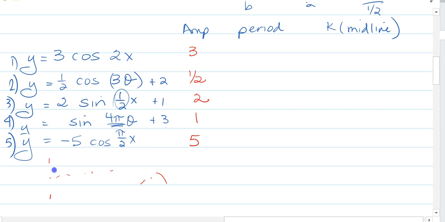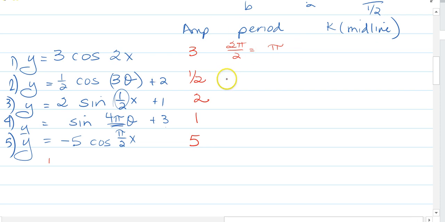Okay, so that's it. And now your period on each of these will be 2 pi divided by whatever precedes that x or that theta. So like on this one, it is going to be 2 pi divided by 2, which is just pi. So the length of the period will be pi. Don't panic yet. You don't have to panic at all. If you'll follow these steps, it'll be easy, okay?